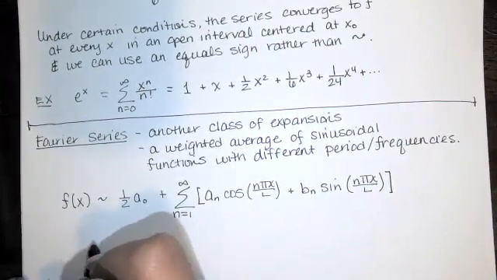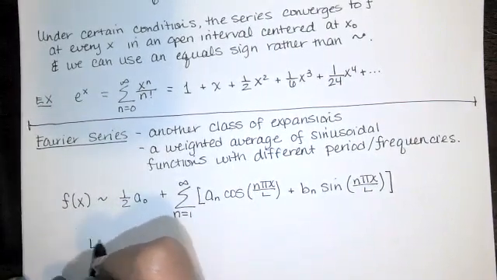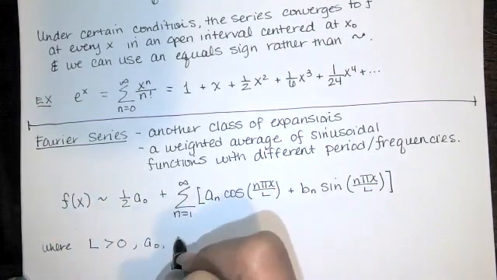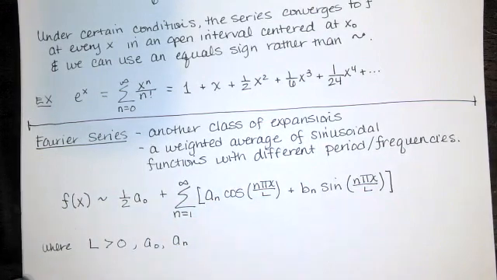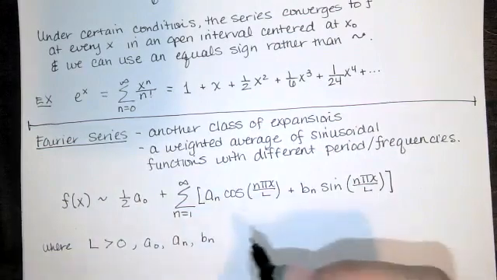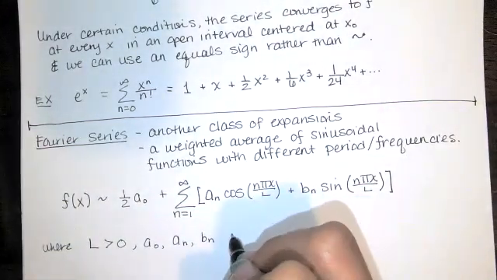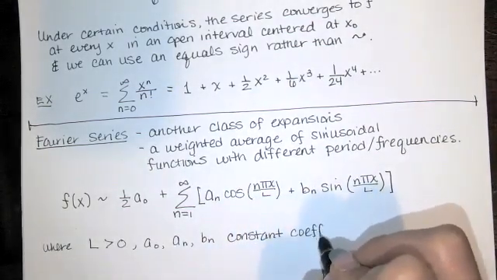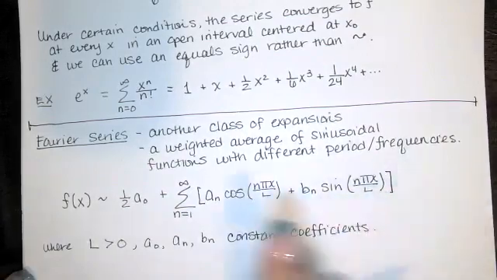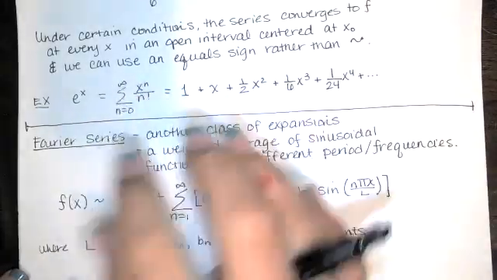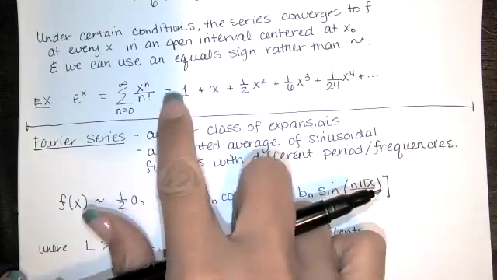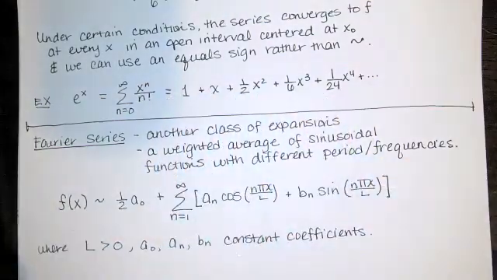Here, L is just a positive constant. And your a sub 0, a sub 1, a sub 2, a sub 3, a sub n for n equals 1 through infinity, and b sub n are just constants. They're constant coefficients. You can think of those like the coefficients of the powers of x that we have right here. So we have a coefficient of 1, 1, 1/2, 1/6, 1/24. Those are the weights in your weighted average.